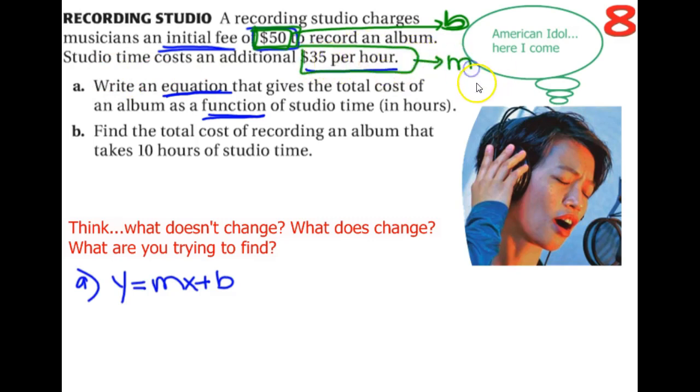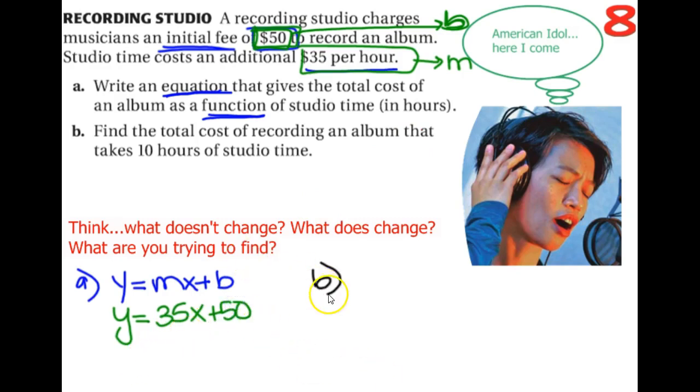That's going to be our m, our slope, whatever we're doing over and over and over again, how we're moving on our graph. Every single time we're going up $35. So our equation would be y equals our m, which is our slope, 35x, plus b, which is $50.